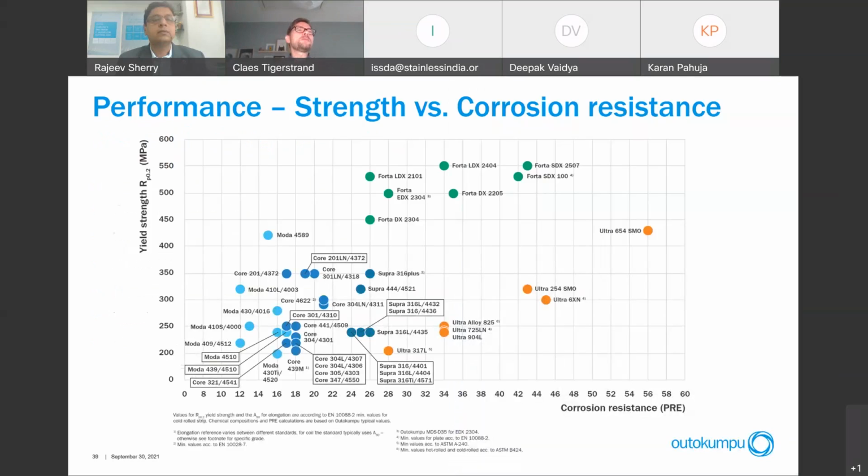So if we look at comparing the different ranges, looking at the performance strength on the vertical axis versus corrosion resistance on the horizontal axis, you can see that if you want the combination of higher strength and corrosion resistance, you go for the duplex grades indicated by the green dots. If you want the highest possible corrosion resistance, you go for the ultra range indicated by the orange dots there.